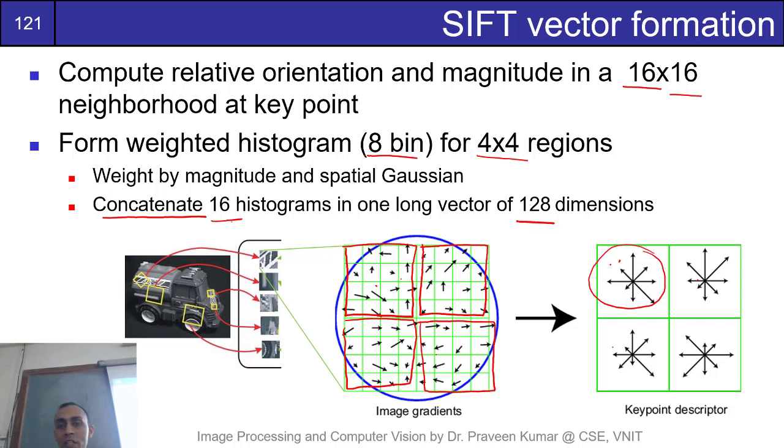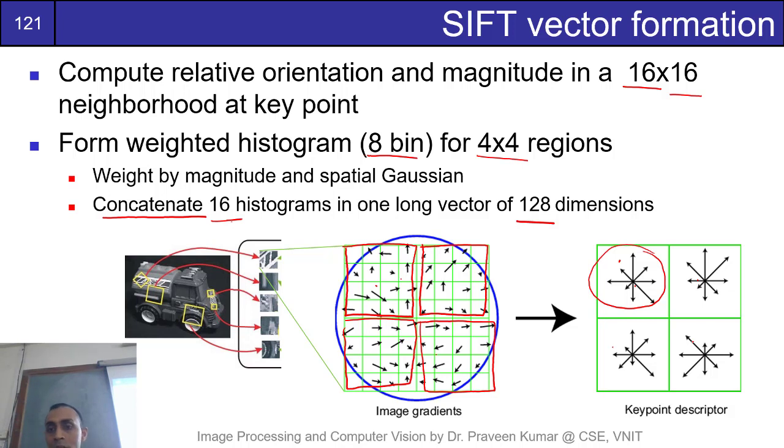Why? Because each histogram has 8 bins, so it has 8 values, and there are 16 histograms. So it turns out to be 128 values. That means the descriptor of our patch will be a single vector of 128 dimensions, which will basically just have the histograms of oriented gradients concatenated in that way.